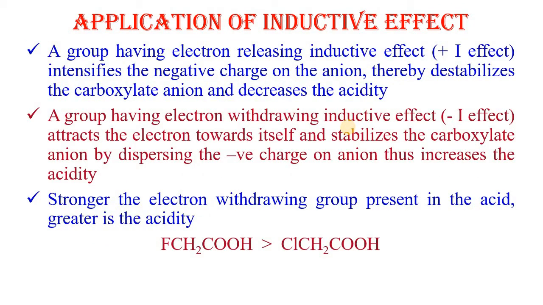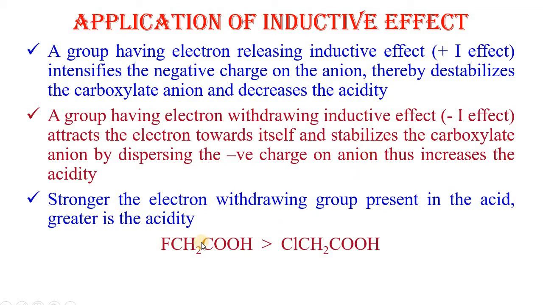A group having electron releasing effect will intensify the negative charge on carboxylate anion and thereby destabilize the carboxylate anion and decrease the acidic strength of carboxylic acid. Whereas a group having electron withdrawing inductive effect will disperse the negative charge on carboxylate anion and stabilize the carboxylate anion, thereby increasing the acidic character of organic acid.